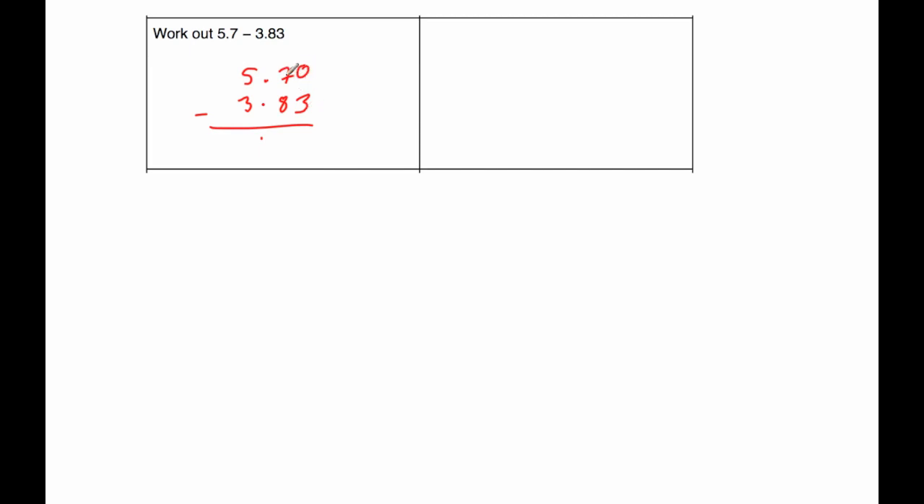Okay, so let's do our subtraction. 0 take away 3 we can't do, so we're going to borrow. So that'll be a 6 and then carry over the 1 to make a 10. 10 take away 3 is 7. 6 take away 8, again we can't do, so we're going to borrow, so that's going to be a 4 and carry the 1 over. 16 take away 8 is equal to 8, and 4 take away 3 is equal to 1. So the answer would be 1.87.